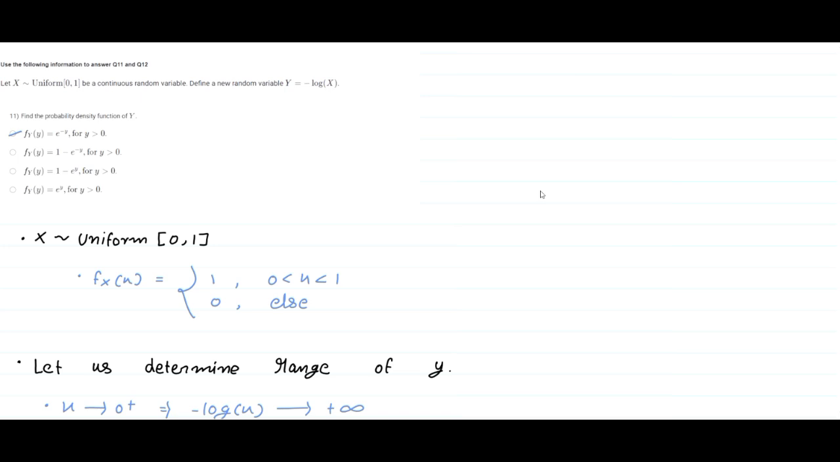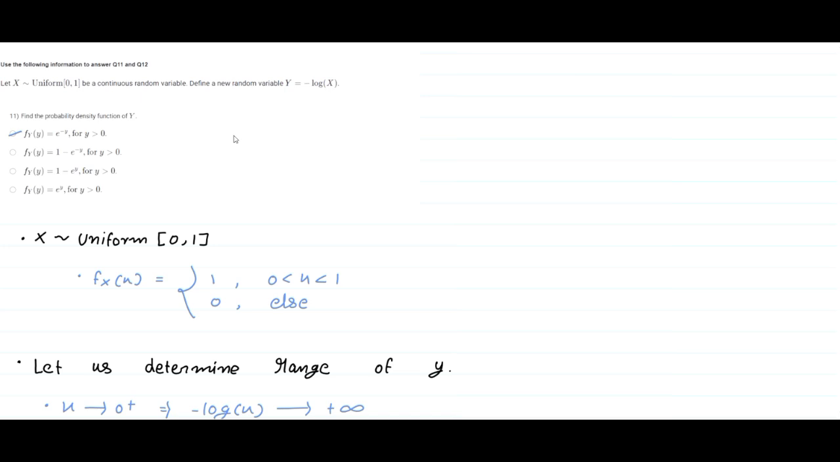Let's move towards question number 11. Questions 11 and 12 share common data. Let X follow a uniform distribution over the range 0 to 1, and it is a continuous random variable. Define a new random variable as y is equal to minus log x. Question 11 asks about the probability density function of the new random variable y.